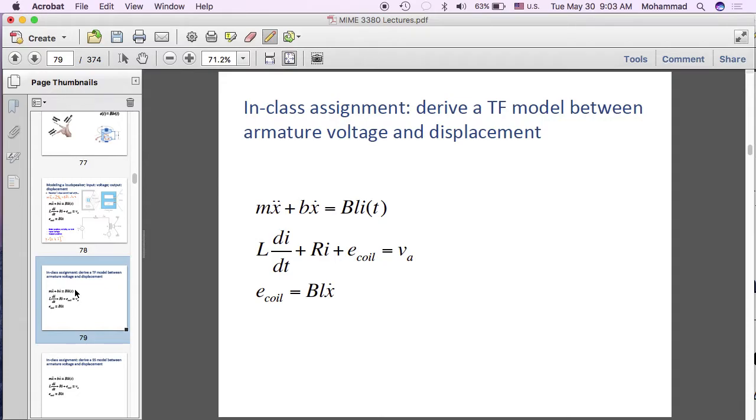So your first assignment, I'll give you a couple of minutes, is to find a transfer function. Find a transfer function between armature voltage, VA, and the displacement, x. So find a transfer function.